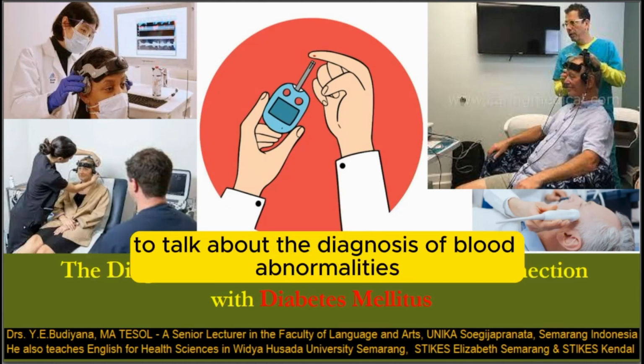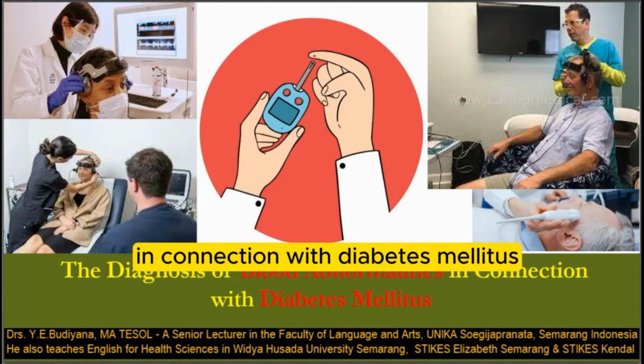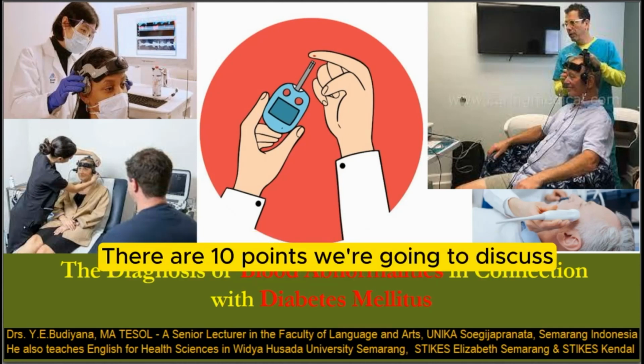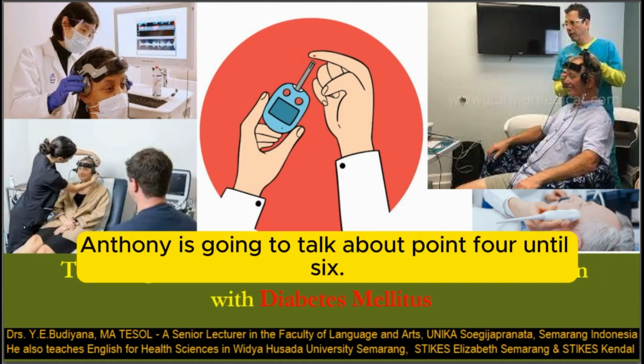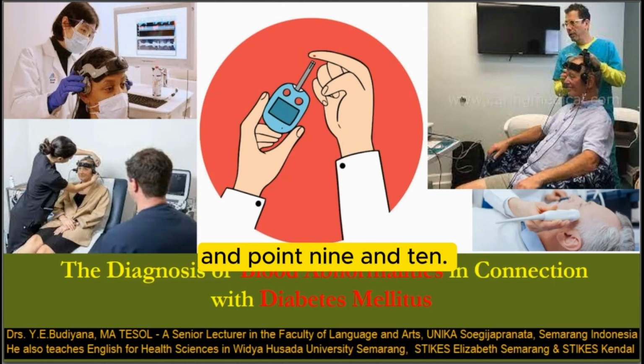We are going to talk about the diagnosis of blood abnormalities in connection with diabetes mellitus. There are 10 points we are going to discuss. I am going to discuss point 1 until 3 and point 7 and 8, and my friend Anthony is going to talk about point 4 until 6 and point 9 and 10.